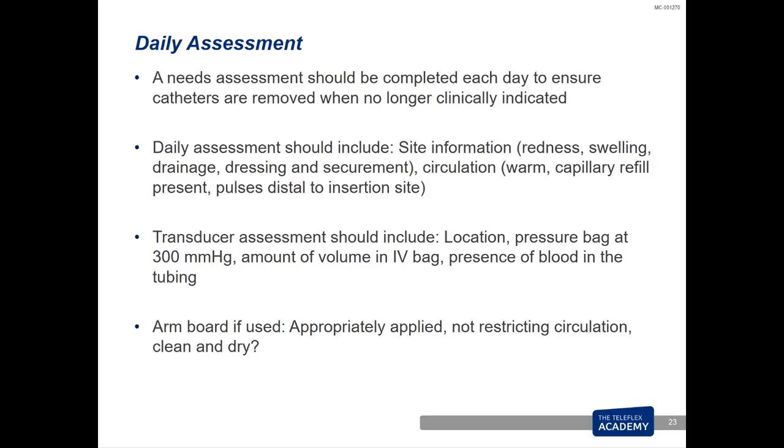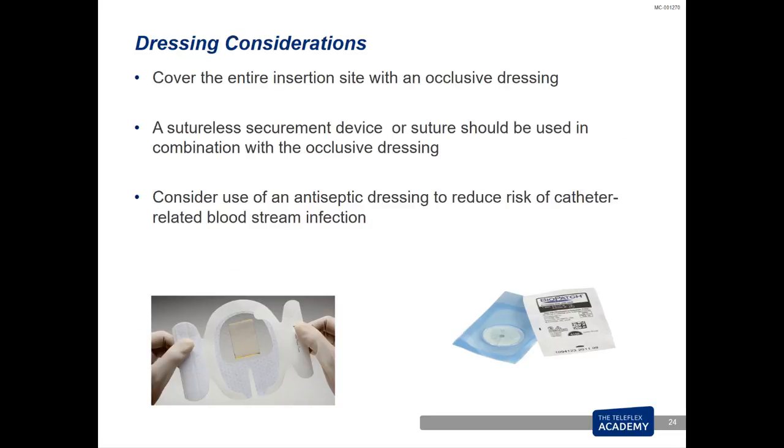Last, the arm board. If your facility utilizes an arm board to maintain catheter function, are they used appropriately? Is it restricting circulation, meaning is it loose enough so the patient can maintain flexion and distension? Is it clean and dry? And last, is it required? As clinicians, we should think about all of these things, but also we should be documenting every assessment point that we observe.